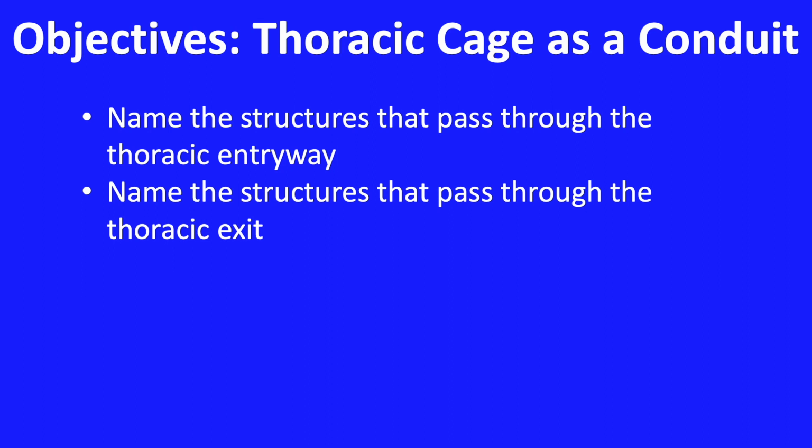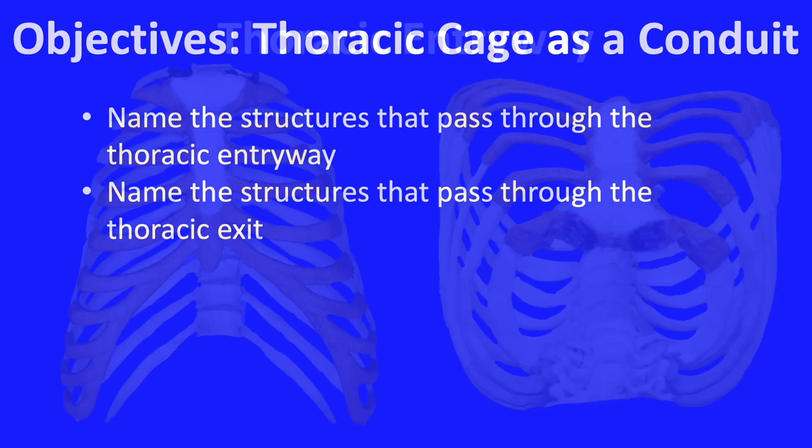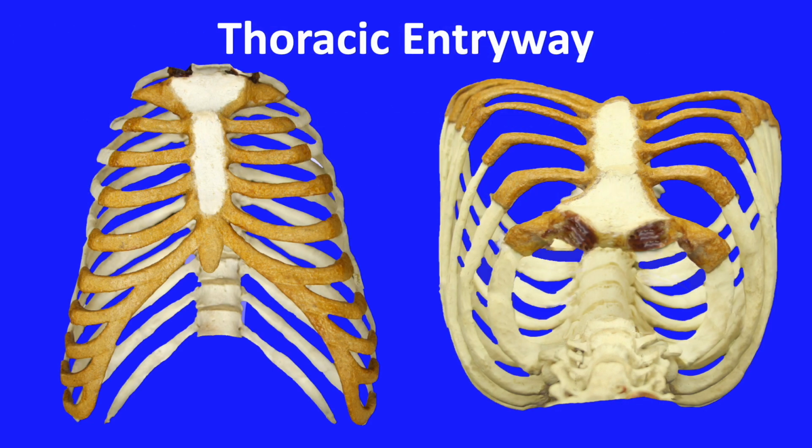I will use the terminology of entryway and exit instead of inlet and outlet to avoid any confusion with clinical terms. Let me remind you of the location of the thoracic entryway and what makes up the anatomy of this entryway. On the left, I show you a thoracic cage as you see it from an anterior view, and on the right, the thoracic cage is presented as it is seen from above. The arrow now points to the thoracic entryway.